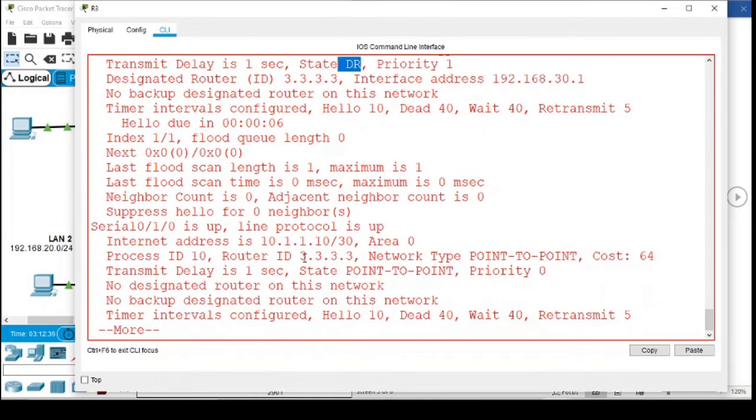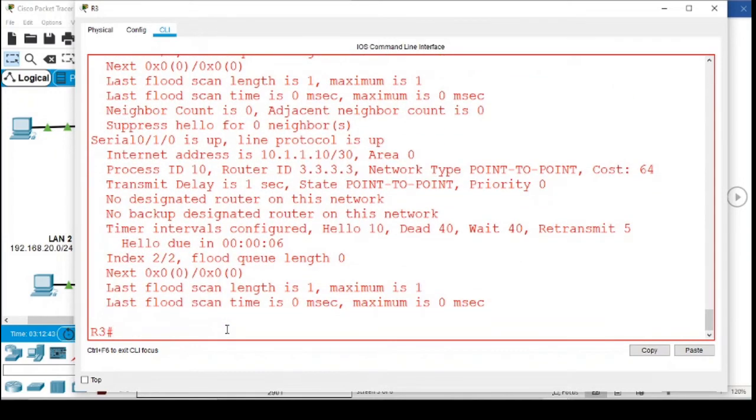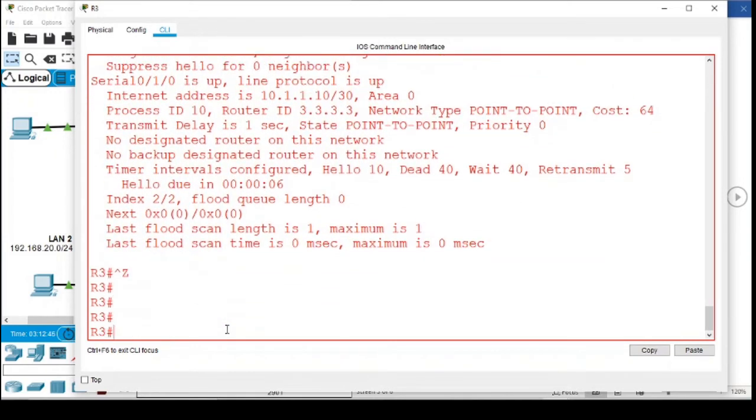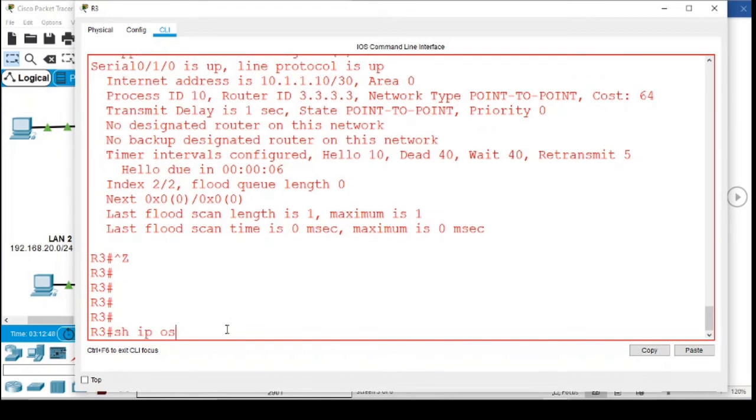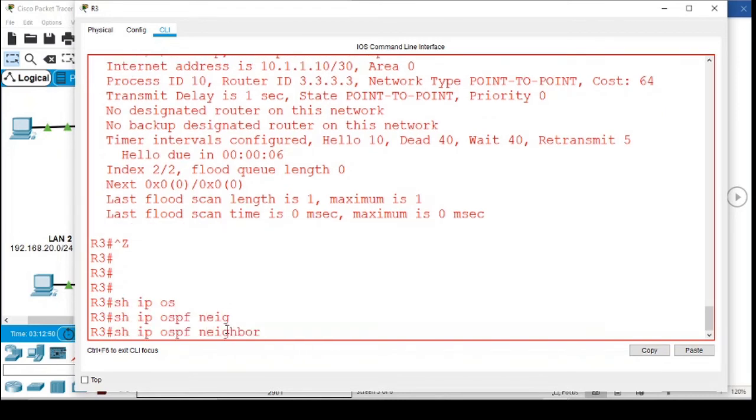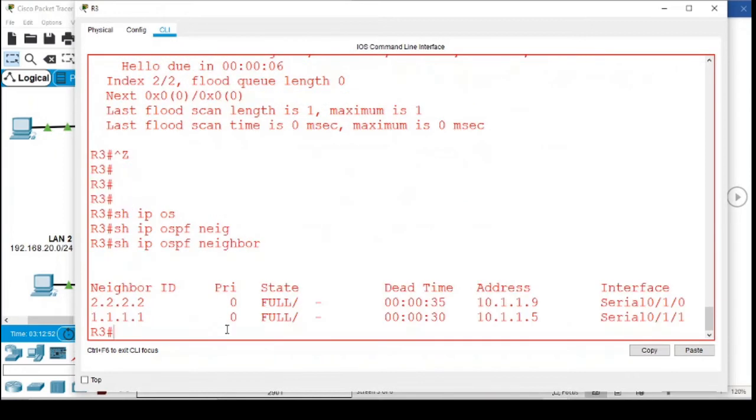If you remember, OSPF maintains 3 tables. The first table is the neighbor table, show ip ospf neighbor, which contains the neighbor information.